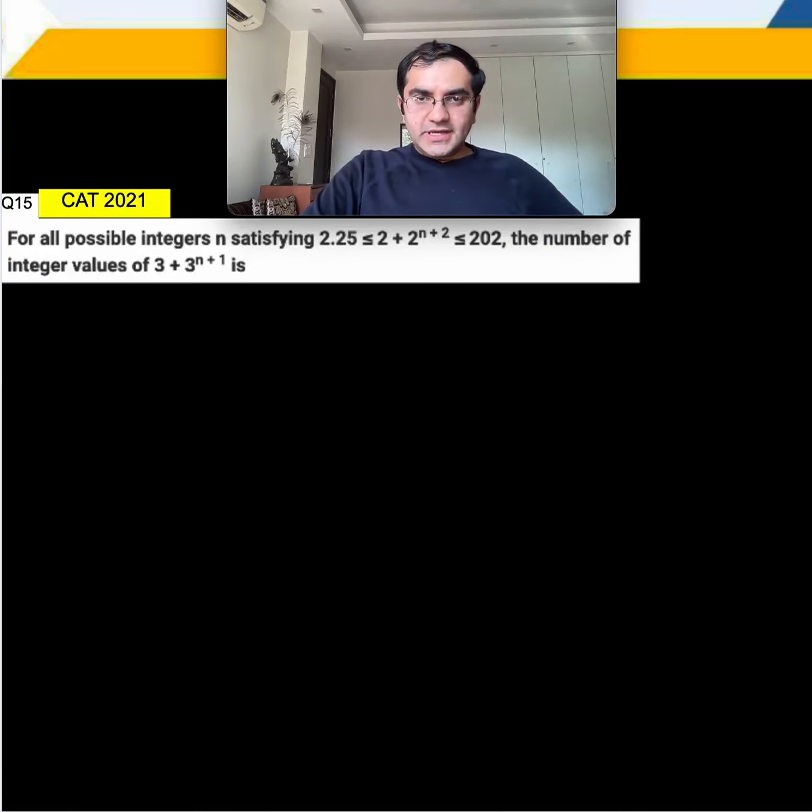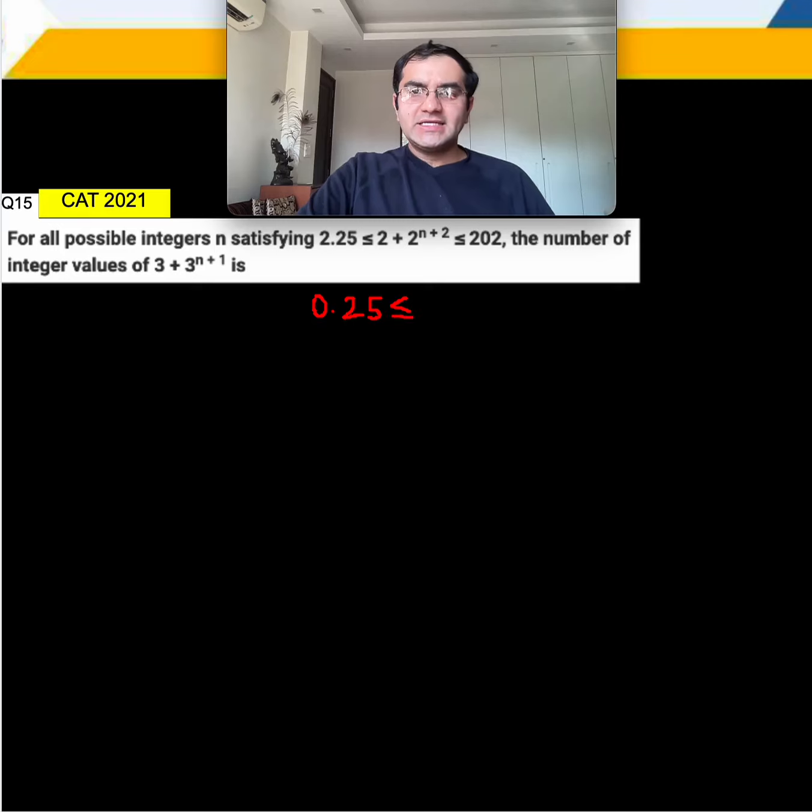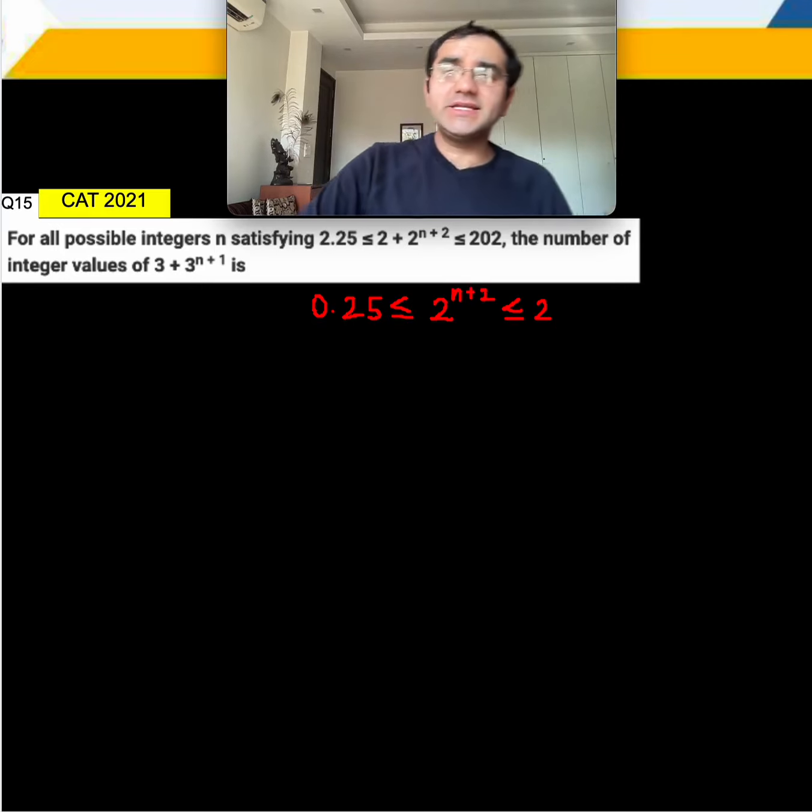Alright, this is a nice algebra question. For all possible integers n satisfying this equation, find the number of integral values of 3 plus 3 power n plus 1. Of which, 3 is already an integer, right? So we'll focus on this given equation. Let's subtract 2 on all the sides first. So you get 0.25 is less than or equal to 2 power n plus 2 is less than or equal to 200.